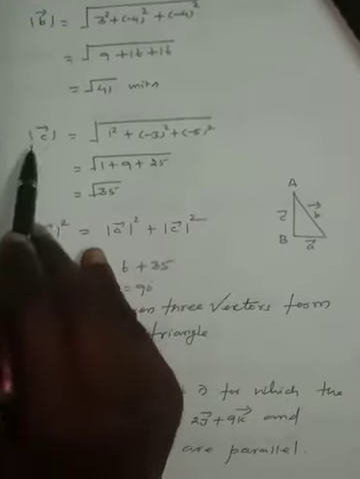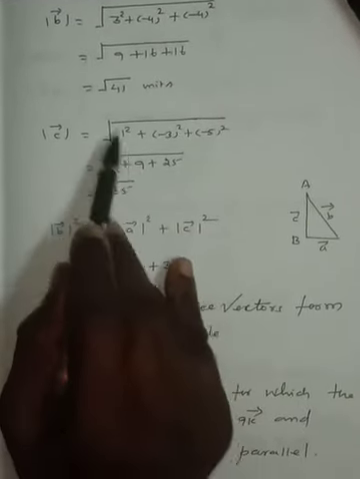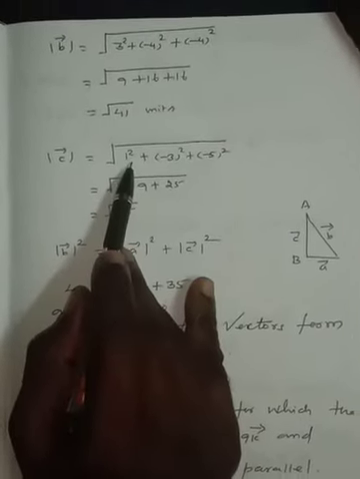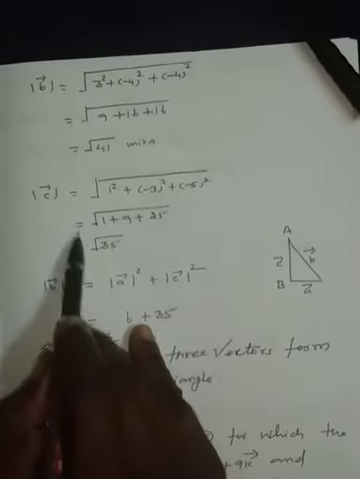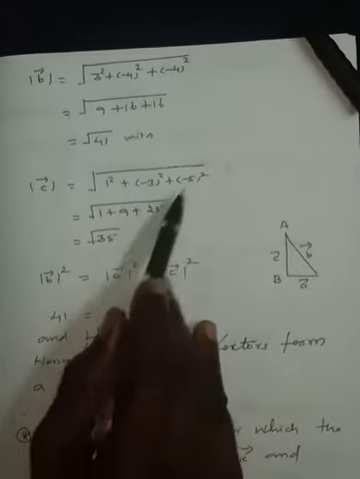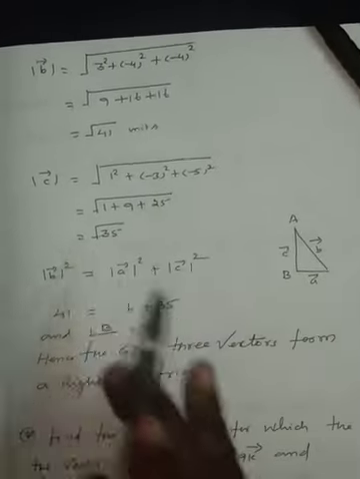Next, the magnitude of c vector is the square root of the coefficient of i vector whole square plus the coefficient of j vector whole square plus the coefficient of k vector whole square. This means 1 plus 9 plus 25, so square root of 35.